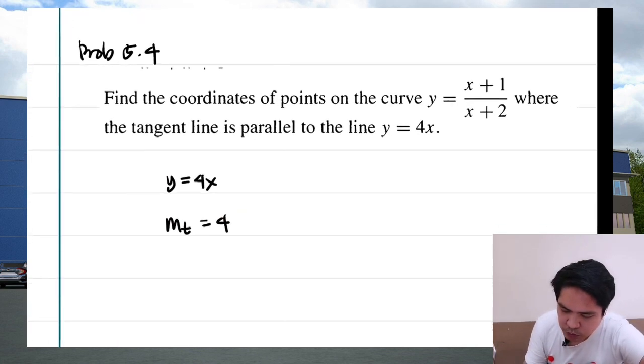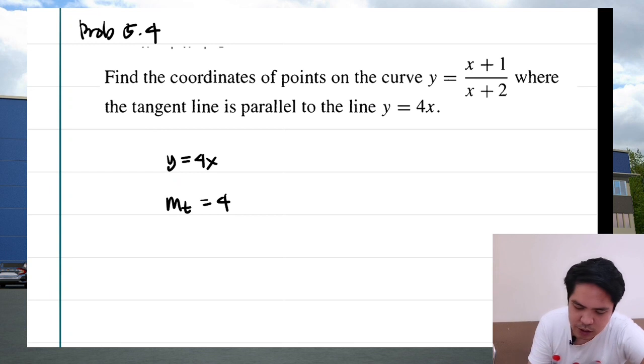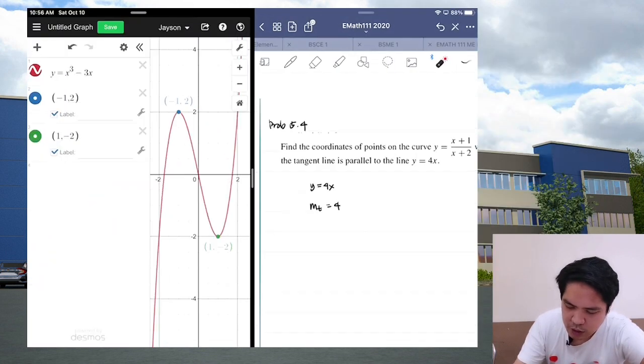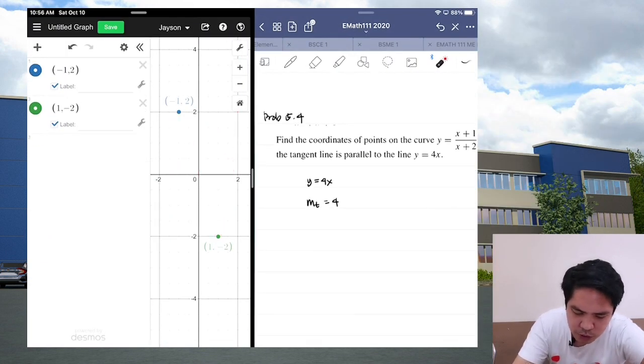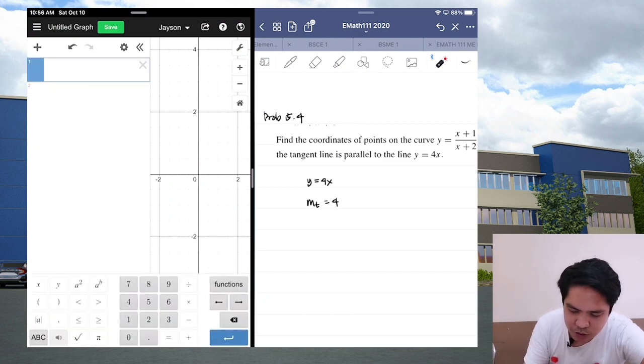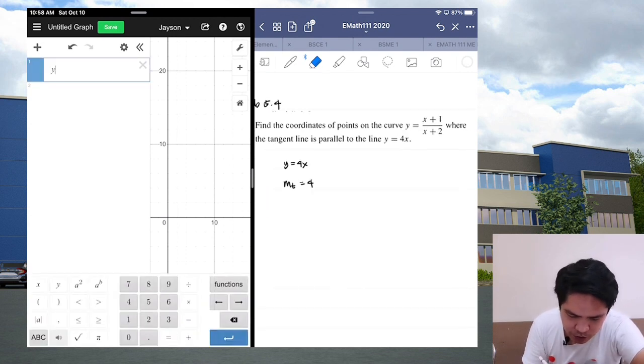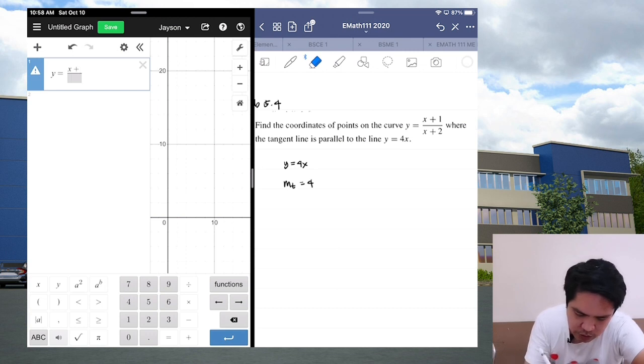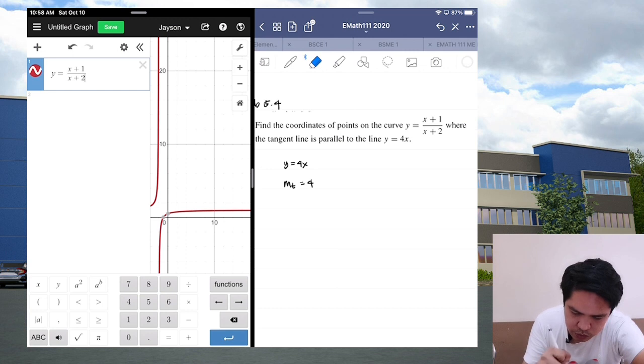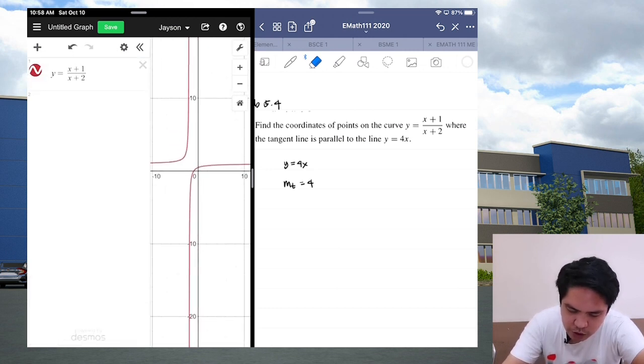So, mas mabuti siguro if we illustrate that first using the graphing tool. Buti nga di na tayo kailangang mag-drawing mano-mano. We just need to refer to the graphing tool. Okay, for reference, let's graph this function. So we have y equals x plus 1 over x plus 2. Okay, we have this curve.